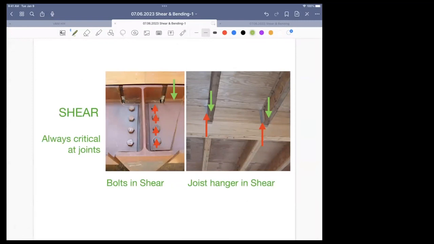So bolts, welds, connections, joist hangers, all of these guys are in shear. And if you get a failure here because of shear, it's catastrophic. The whole beam comes down. So shear failure is very dangerous. Bending failure, tension failure, compression failure are all dangerous, but shear is sudden. It causes collapse. The other are more gradual.